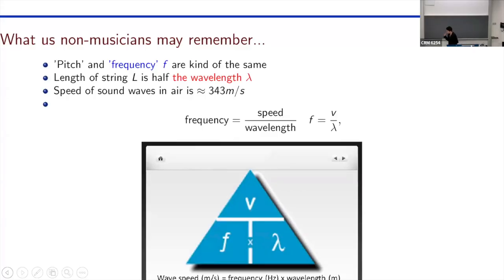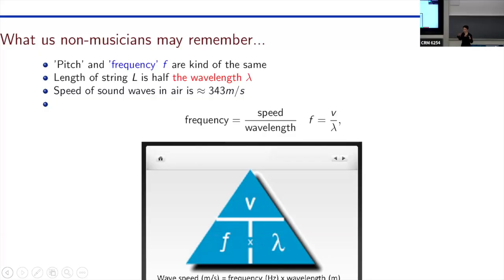So, loosely, pitch and frequency are kind of the same. There's a lot more to music theory than I'm letting on, but grosso modo, this is correct. Pitch and frequency are kind of the same. The length of the string is half of the wavelength of the fundamental frequency. The speed of sound and waves is about 343 meters per second.